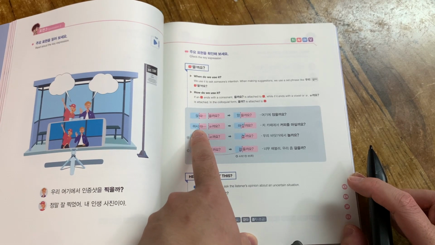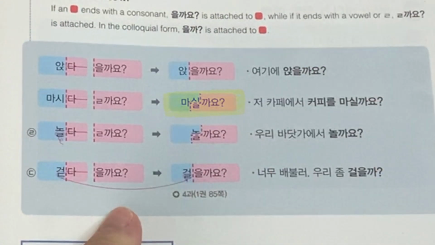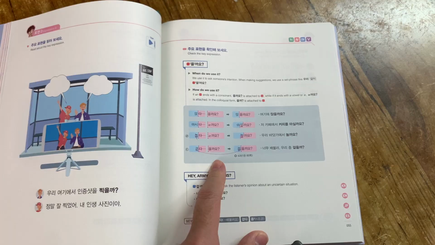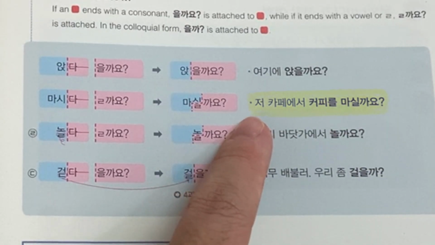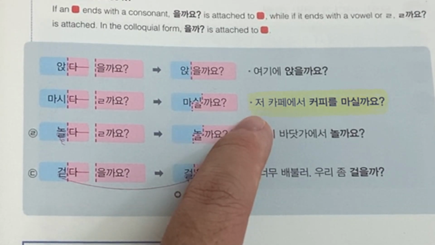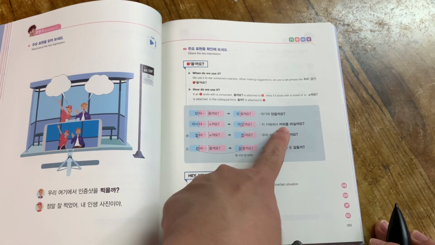Secondly, we have 마시다, which is to drink. Since it ends in a vowel, we use 을까요. 마실까요? Shall we drink? 저 카페에서 커피를 마실까요? At that cafe, should we drink coffee?